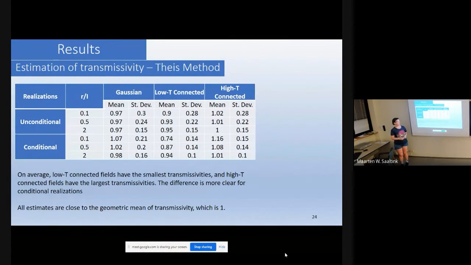Estimation of transmissivity values using the Theis method. Here we see almost all estimates are close to the geometric mean of the transmissivity, which is 1, regardless of the connectivity structure. But for conditional realizations, where observation values are over I equals 0.1, especially low T connected fields have the smallest transmissivities, and high T connected fields have the largest transmissivities. But the difference is not statistically significant.